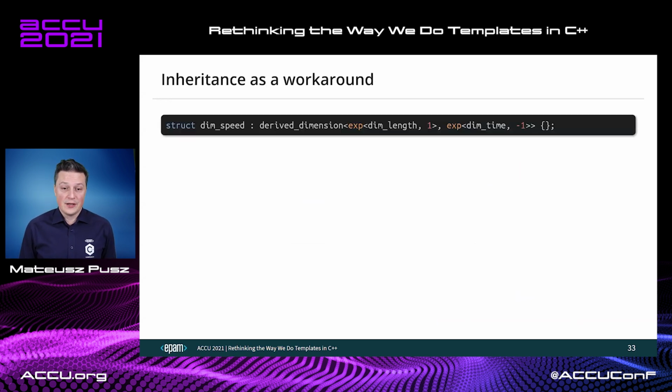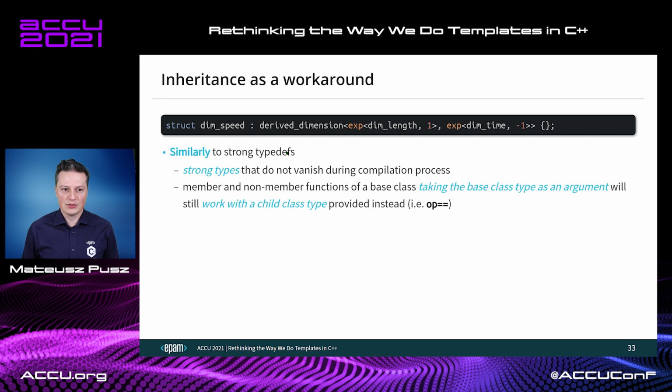So what we can do instead, for now, as a workaround, we can use inheritance. Every time we have such long template instantiation, we can say this is a structure that just publicly derives from the template instantiation specialization. Similarly to strong type defs, those types do not vanish during the compilation process, so we should be fine with debugging experience and with compilation error logs, because those types will be present there.